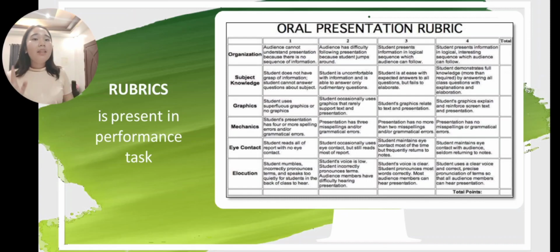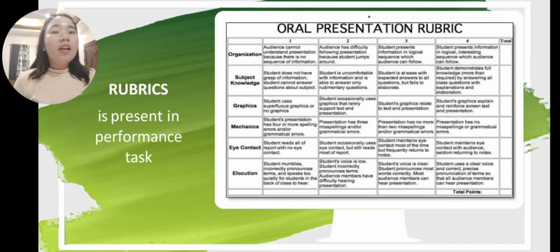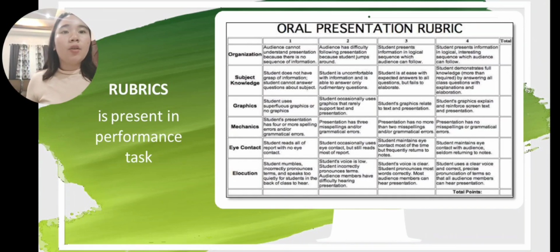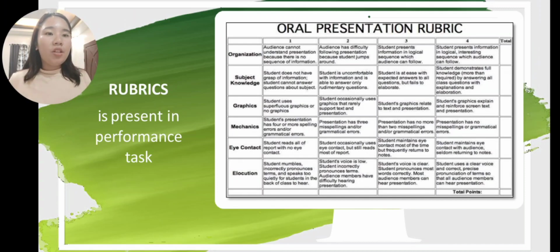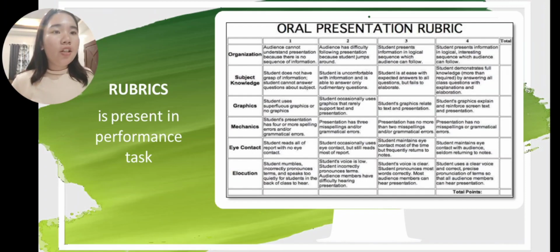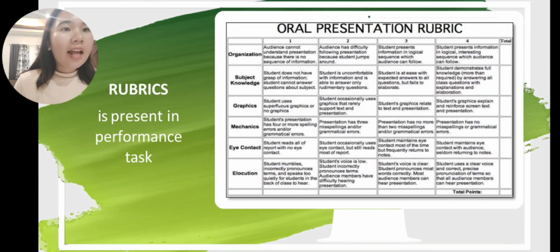So in the subject knowledge, student does not have grasp of information. Student cannot answer questions about the subject. Student is uncomfortable with information and is able to answer only rudimentary questions. Student is at ease with expected answers to all questions but fails to elaborate. Number four demonstrates full knowledge by answering all class questions with explanations and elaborations.